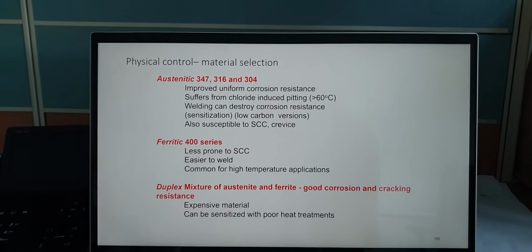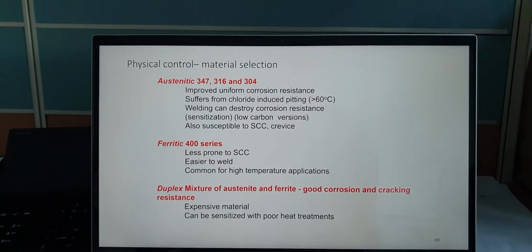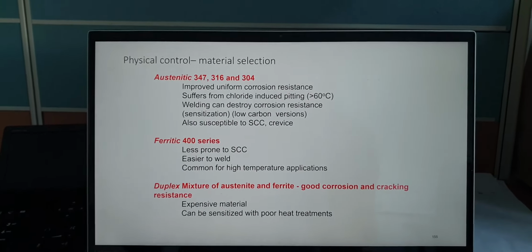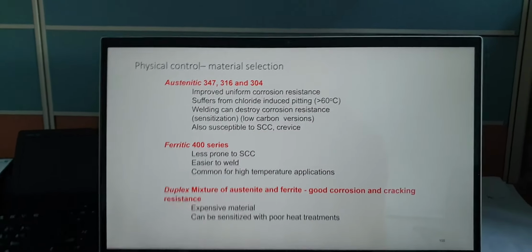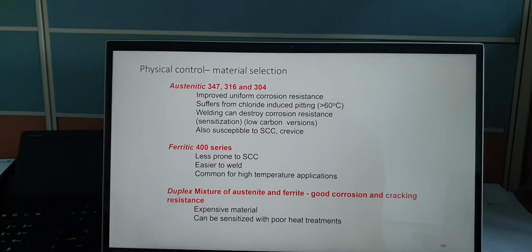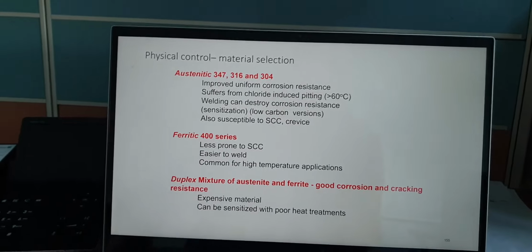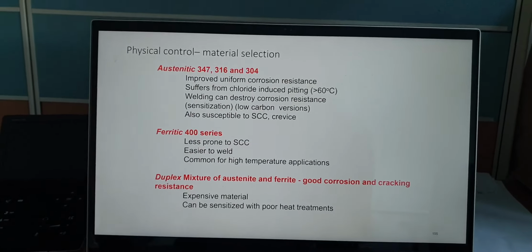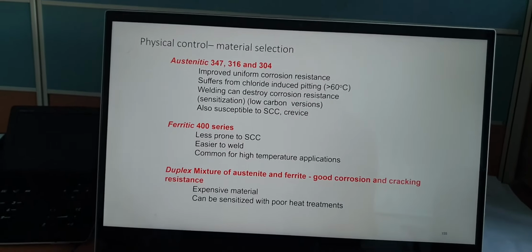It can have problems of sensitization, which is basically when the temperature changes, they can lose the chromium along the surface, and then you lose the passivity layer, and it could be susceptible to stress corrosion cracking and crevice corrosion. I will explain what crevice means, but it's basically that this passive layer is broken, and then it allows the corrosive elements to corrode the steel there.